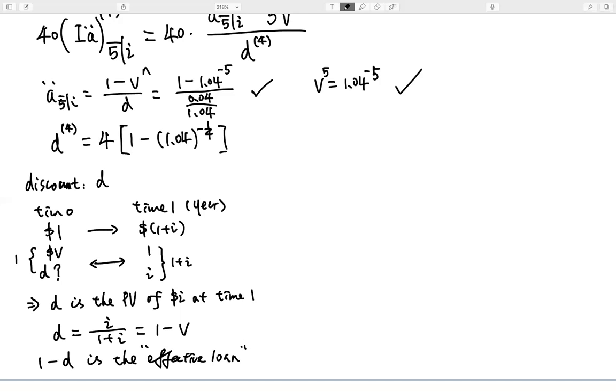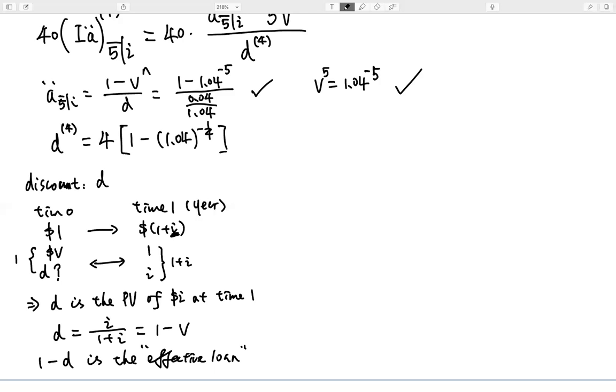Here the meaning of effective loan is: you want to borrow $1 from a bank. So that is your original purpose. Your purpose is to borrow $1, so $1 is your nominal goal. You are trying to get $1. But since the bank asks you to pay the interest up front, your cost is not paid at time 1, because if it's paid at time 1, you pay 1 plus i, but you get $1 at time 0.